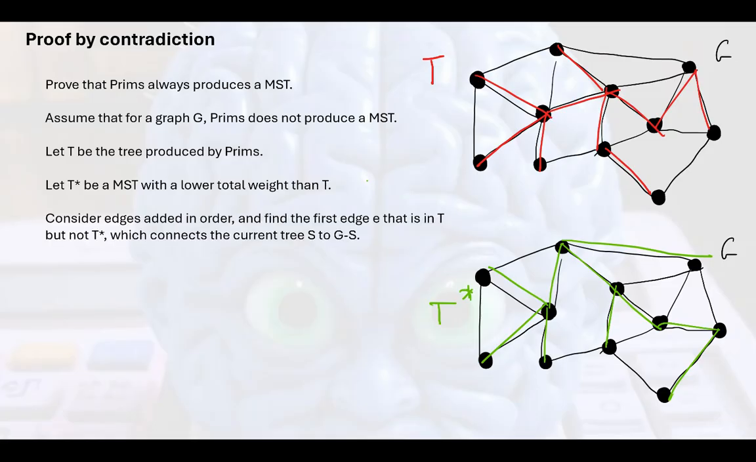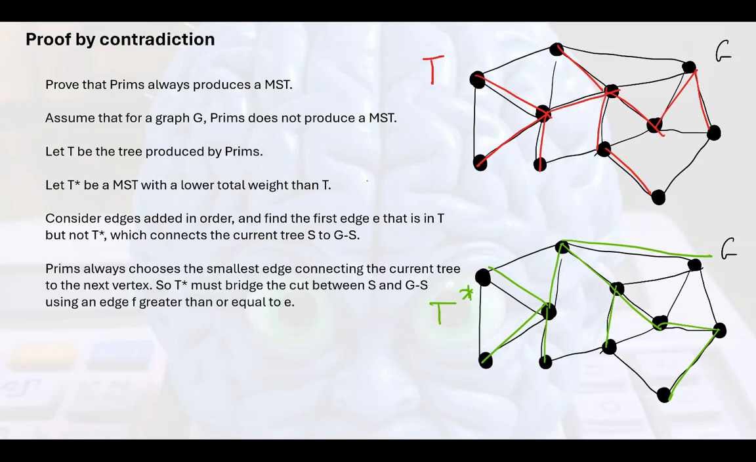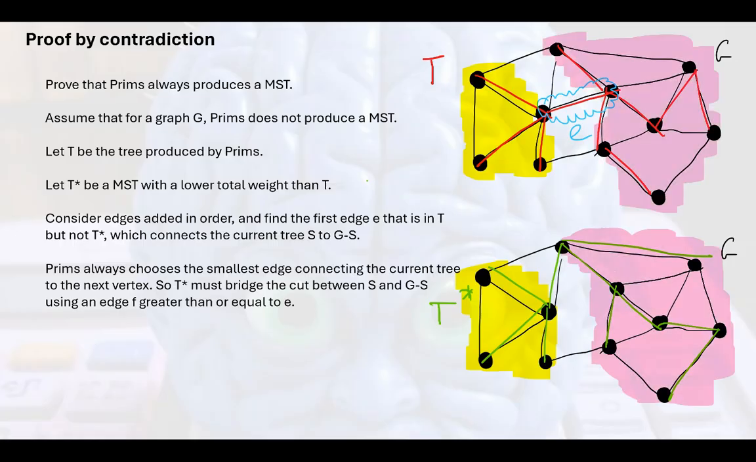Then we're going to consider the edges added in order, and we'll find the first edge which is in T but not T star. So working from the left, hopefully you can see the edge which is in T but not T star, and it's this edge here. We know that Prim's always chooses the smallest edge connecting the current tree to the next vertex. So we're considering, on the left there, the part of the tree which is the same for T and T star. And then we've got the pink bit over here.